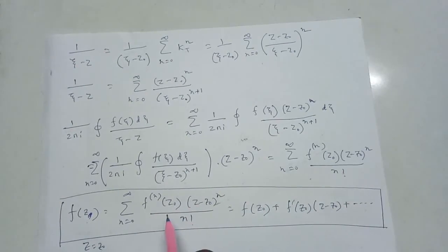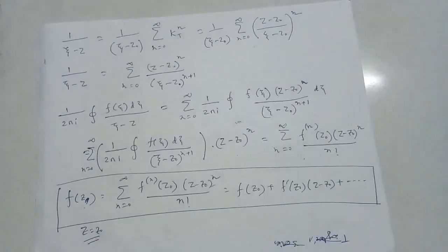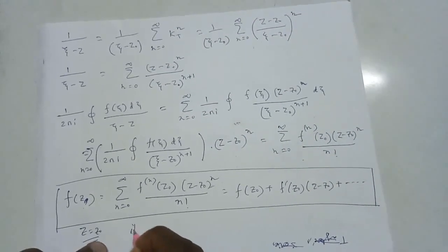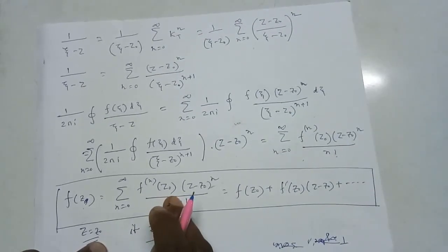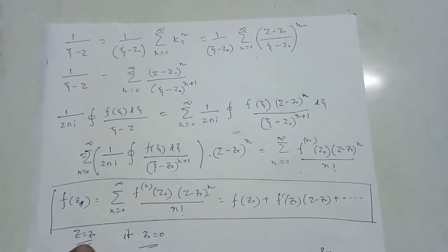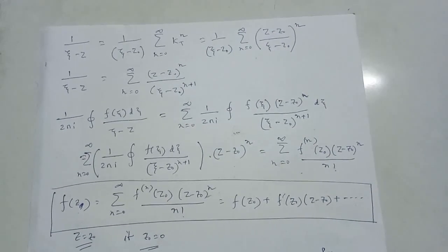So we can expand this term by term, and we will get function of z0 plus first derivative times z minus z0 and so on. So this is nothing but the Taylor series expansion for function of z at point z equal to z0. If z0 equals 0, then this Taylor expansion becomes the Maclaurin series for an analytic complex function, function of z. So that's all. This is a simple derivation for Taylor series expansion and Maclaurin series expansion for a complex function.